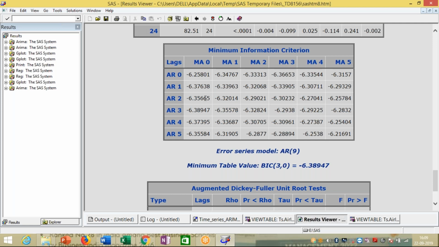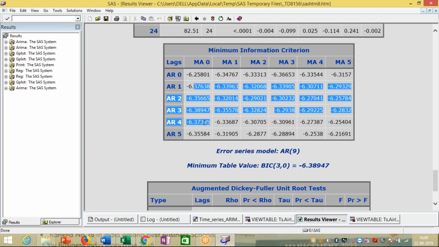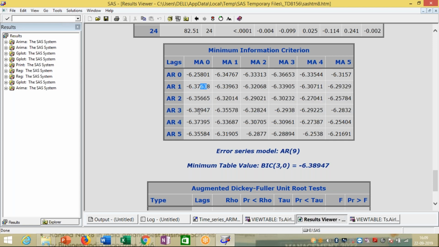Now when I move to AR3, I see that the information criteria becomes the minimum. It becomes minus 6.38. So it keeps on going down, and at AR3 this value is the minimum. According to the information criteria, what this implies is that the sum of squares of residual of this model is the minimum. Hence this model, if developed, will have the highest explanatory capacity.